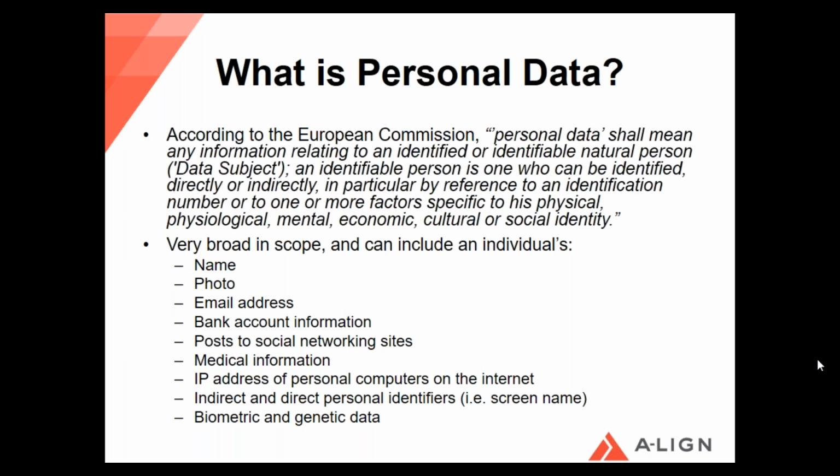A couple of things, just to give you a few examples of the types of personal data or personal information which is covered by the regulation. Again, those are not all the different types. Those are just some of the types that will give you an idea of what types of information will fall within those categories. The name of the individual, photo, email address, bank account information, posts to social networking sites, medical information, IP address of personal computers on the internet, indirect and direct personal identifiers such as a screen name, and then biometric and genetic data.